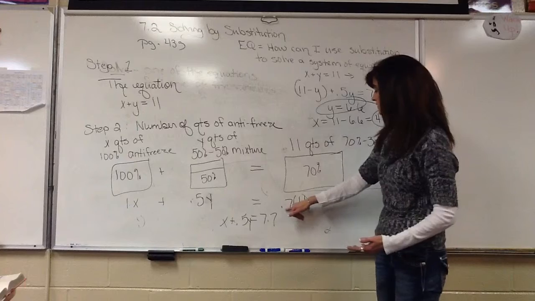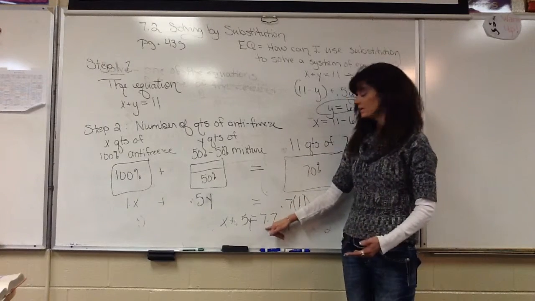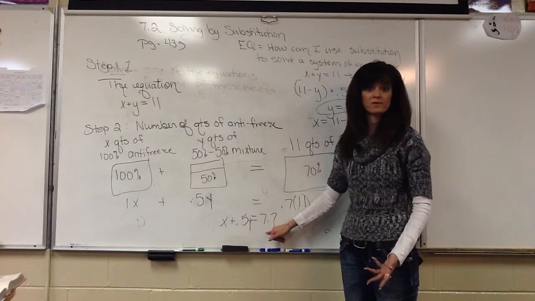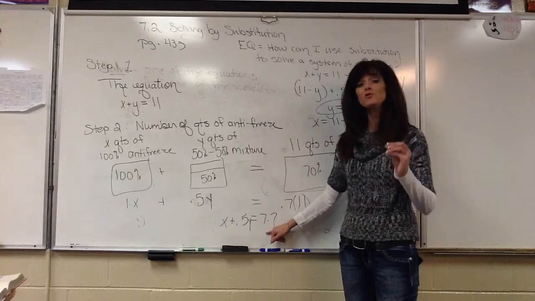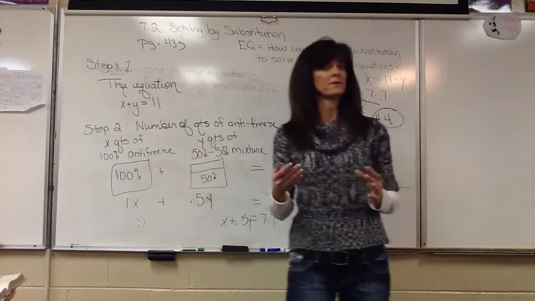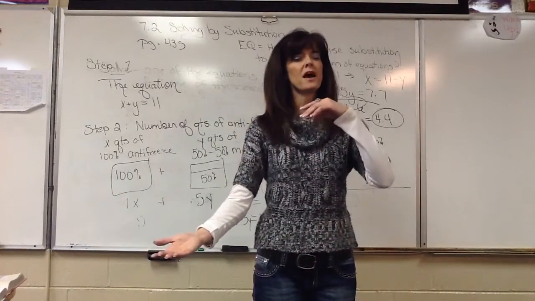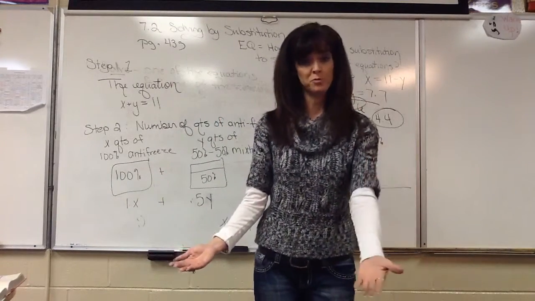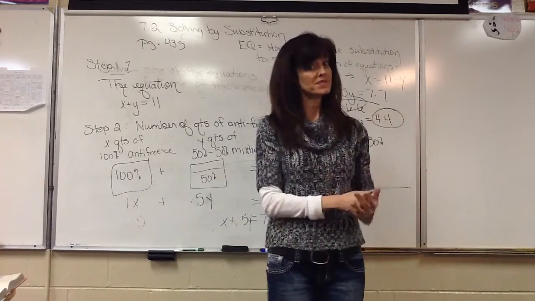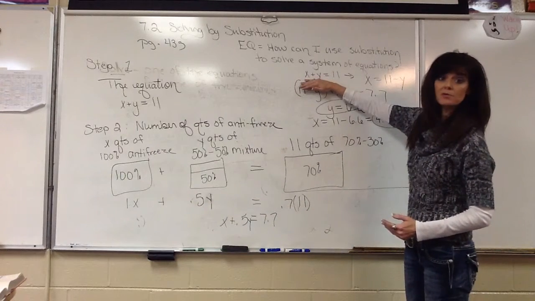So we're just going to say 0.7 times 11, and then of course that would be 7.7. So what we have here is X plus 0.5Y equals 7.7. Okay, so that's using our mixtures. Now for our second equation, we're just going to break it down really easy. However many quarts of 100% plus however many quarts of 50% is going to equal how many quarts? 11. 11 is given to us. So that would give us our second equation, X plus Y equals 11.